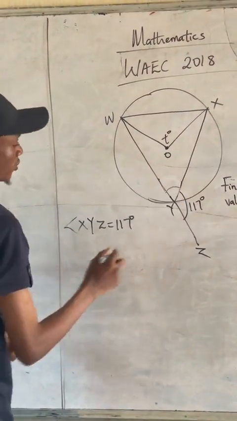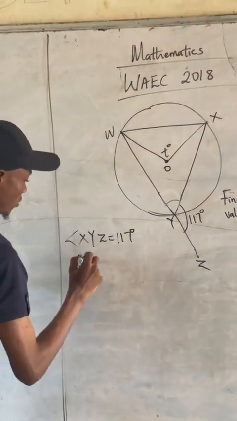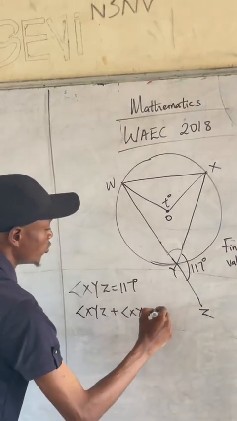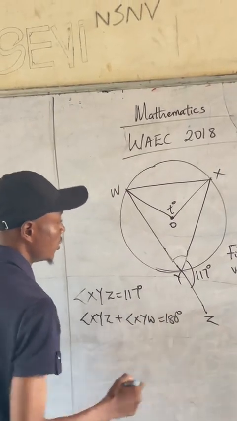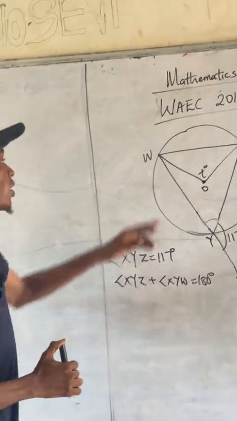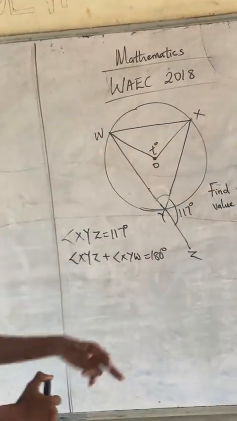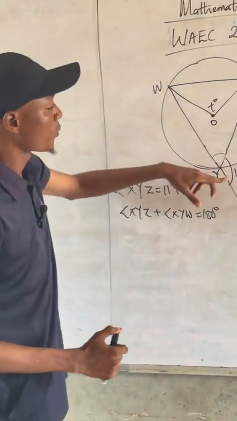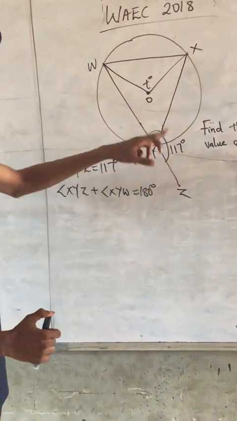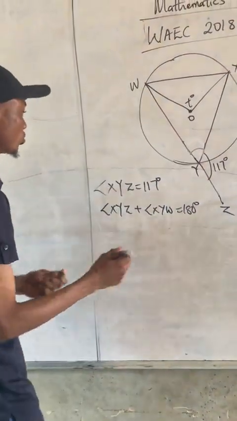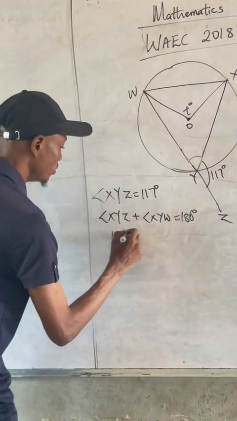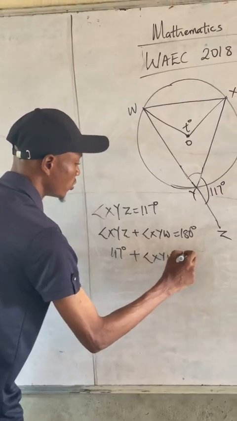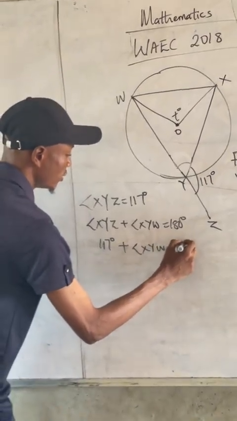Since we have this place, you can use this place to get this place, because this is angle XYW. So we can use it because angle XYZ plus angle XYW will give us 180 degrees. Why is it like that? Because angle on a straight line is 180 degrees. So if this place is 117 degrees, if you subtract this from 180, we should be able to get this place. So that means 117 degrees plus angle XYW is equal to 180 degrees.